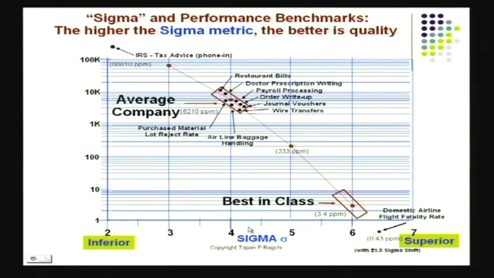Now, in between, which is near 4 sigma, you've got things like airline baggage handling. That's got a few mistakes going on every day. And then you've got errors on restaurant bills, errors with doctor's prescriptions, errors in payroll processing, and writing up orders and journal vouchers and wire transfers and so on. These are at the 4 sigma level. The error level there is a few parts per thousand. That's the common experience today. And these are certainly not near the 6 sigma level. They are at 4 sigma level.